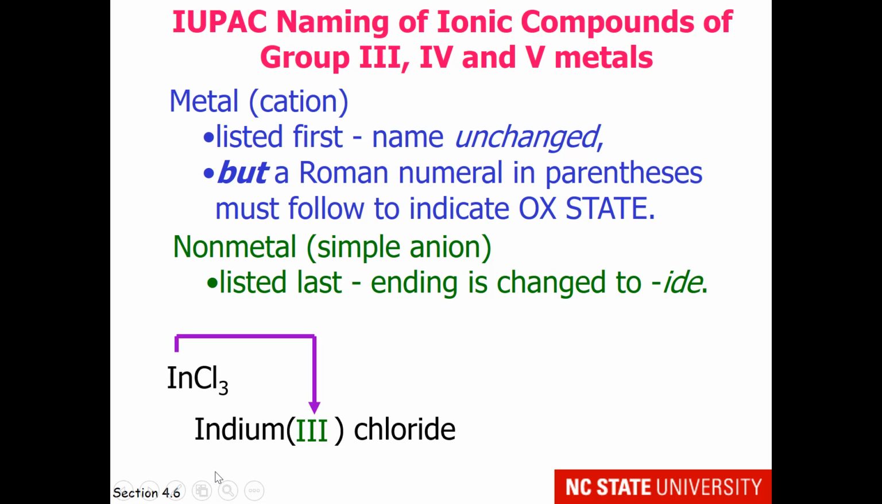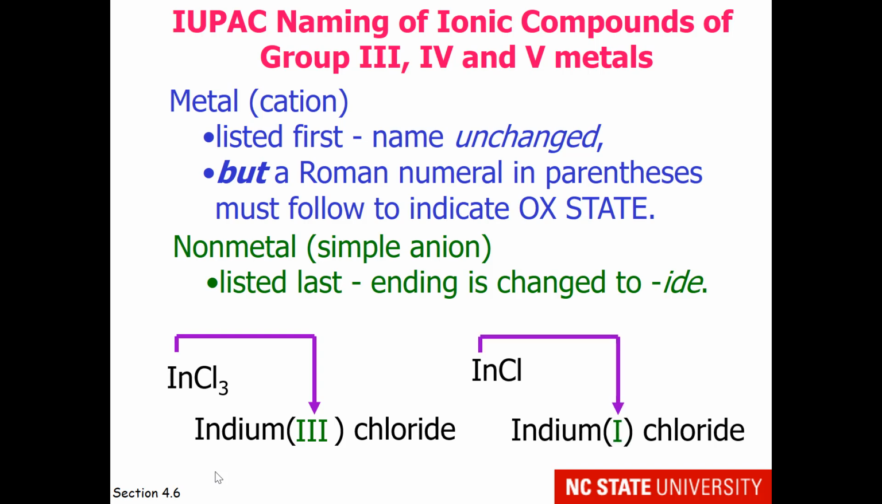Here's an example. Indium, which is a heavy group 3 main group metal in this compound has 3 chlorines with it. So this would be indium(III) chloride. You can also find indium with 1 chlorine, which means this is indium(I) chloride. Once again, the Roman numerals are the oxidation state.